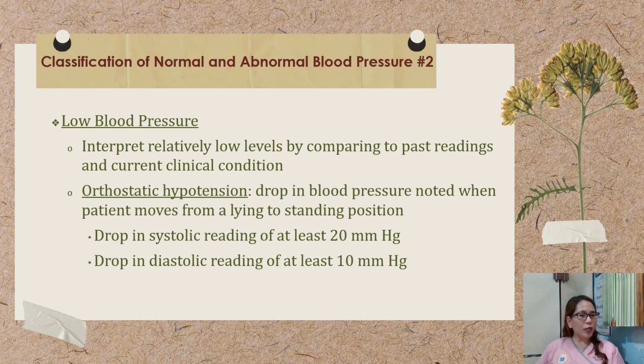Okay? So we have what we call the orthostatic hypotension. This refers to the drop in blood pressure noted when the patient moves from a lying to standing position. So merong difference yung kanyang blood pressure kapag from nakasupine siya at bigla siyang tatayo. There will be a drop in systolic reading of at least 20 millimeter of mercury and a drop in diastolic reading of at least 10 millimeter of mercury when your patient is in standing position. Alright.